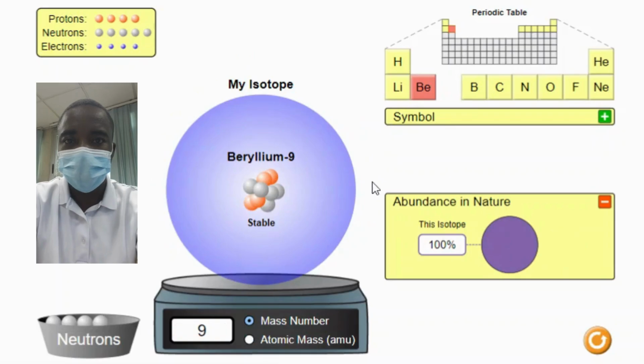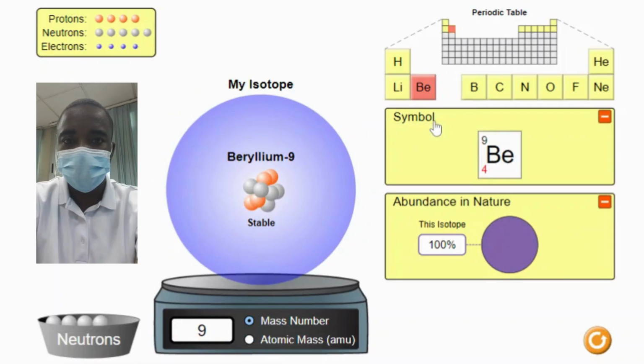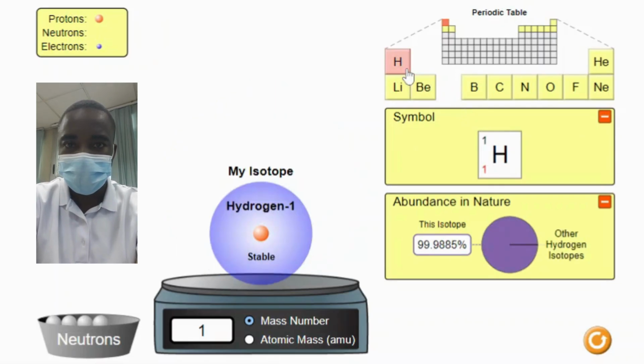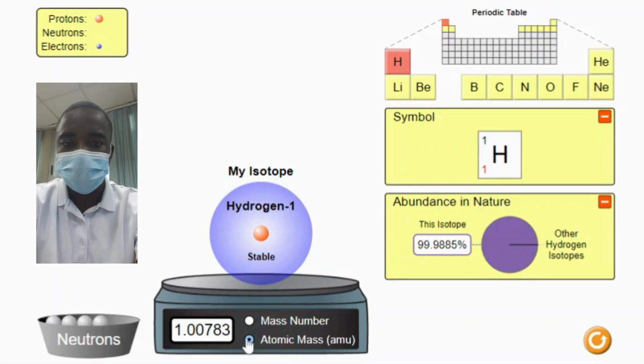The simulation provides an interactive platform where students can actively engage with the concept of isotopes. By building isotopes and adjusting the number of protons, neutrons, and electrons, students can observe how these changes affect the atomic mass, mass number, and relative abundance of the isotope. This hands-on approach helps students gain a deeper understanding of the principles governing isotopes.